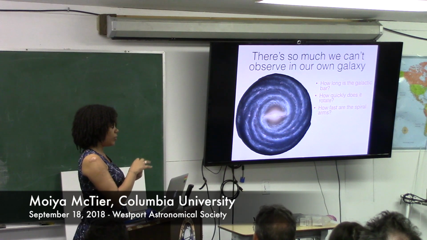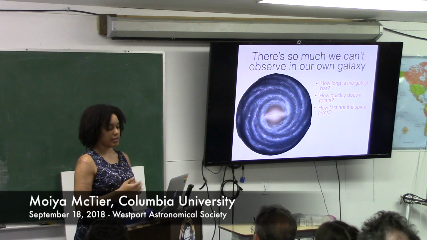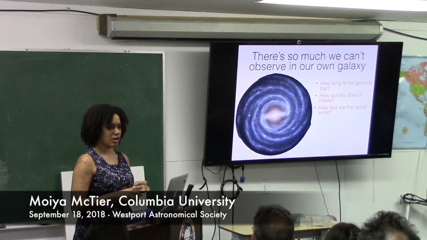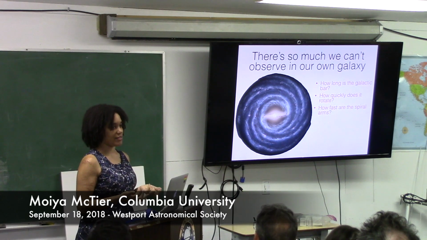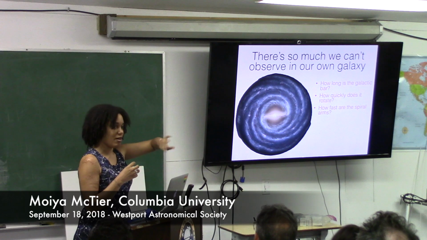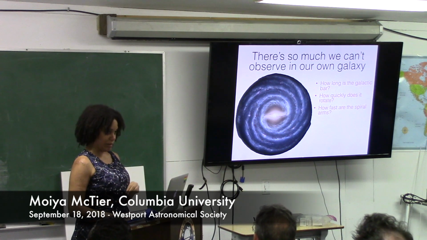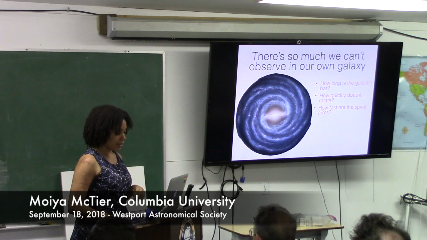We don't know how quickly the spiral arms of our galaxy rotate, and that's kind of a big problem because the bar and the spiral arms are characteristic features of our galaxy. When you think of the Milky Way, this is probably what you picture. You picture the bar and the spiral arms, but we don't know everything about them. So that's kind of embarrassing, actually, as an astronomer.